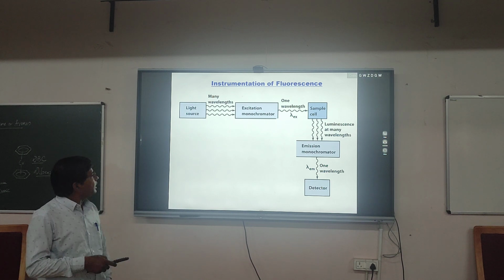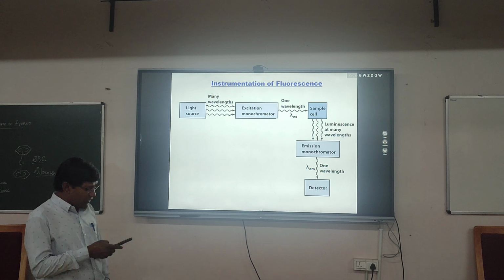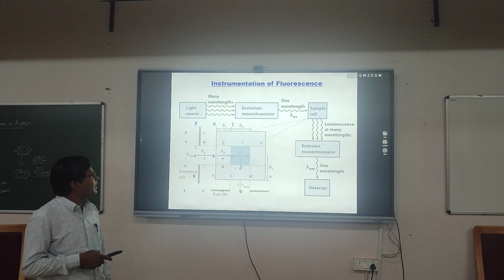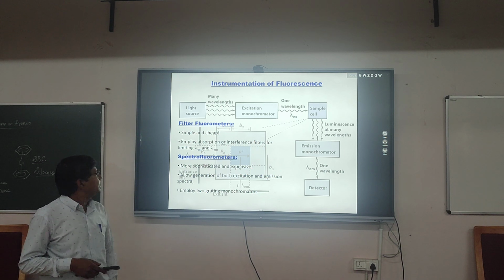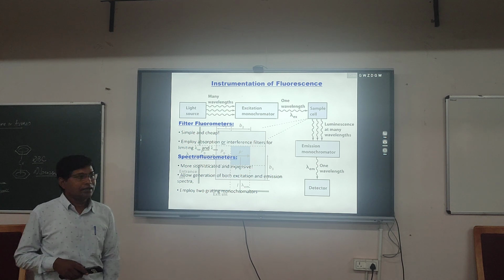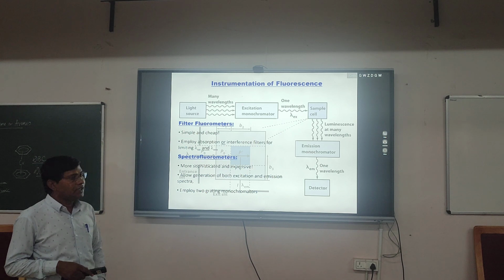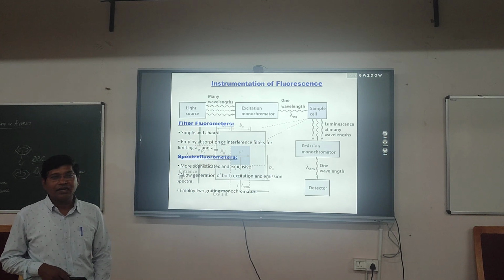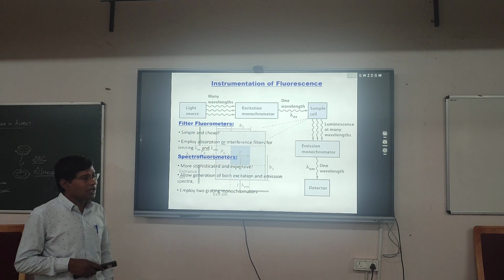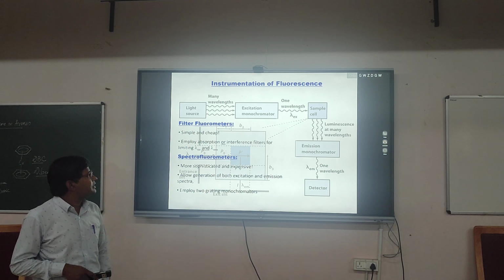From the light source, different wavelengths of radiation are coming. Then the excitation monochromator selects a particular wavelength of light that falls on the sample. We have two types of fluorometer. The first one is a filter fluorometer and the other one is a spectrofluorometer. Generally fluorometers are very simple, conventional and low cost, where filters are used to select a particular wavelength of light emitted from the sample.